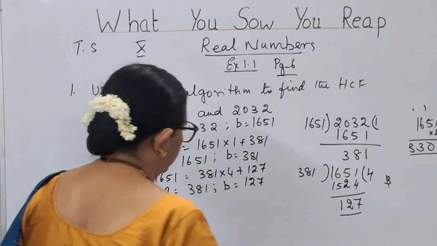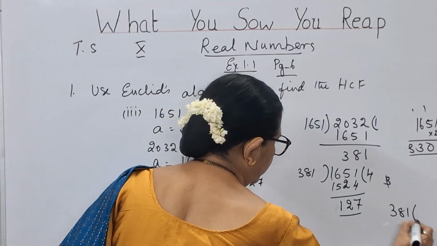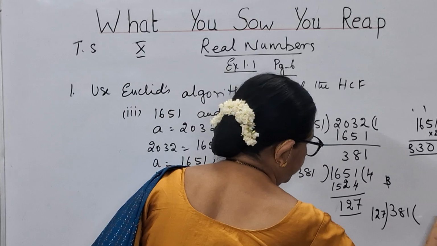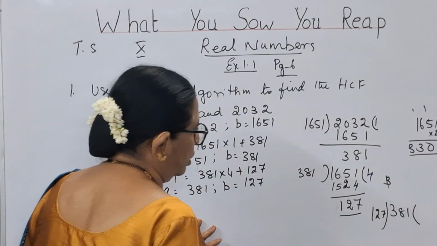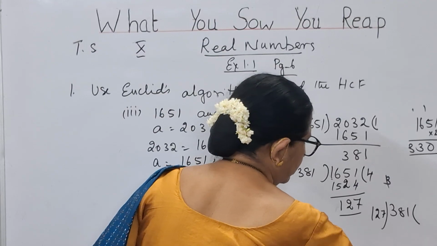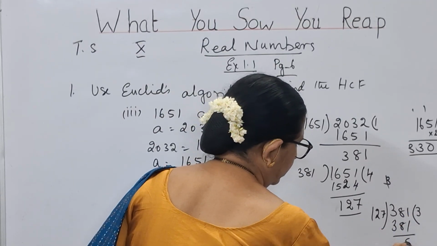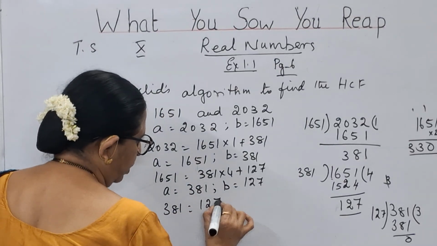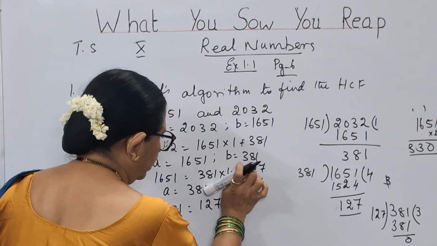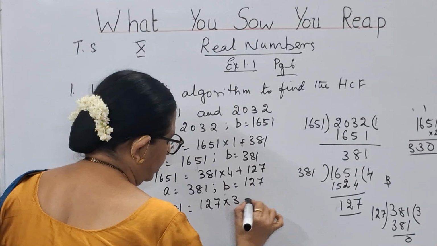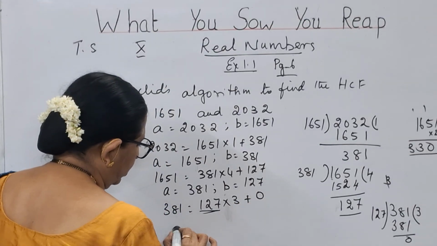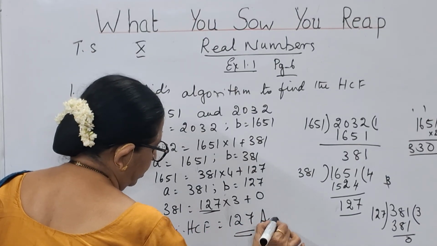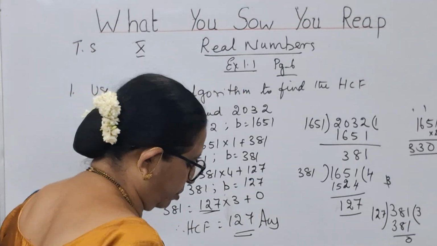So what you have to do, children? You take 381 and divide it by 127. So let us see 127 multiplied by 3. 3 sevens are 21, 3 twos are 6, plus 2 is 8, 3 ones are 3. So with 3 you are getting 381 and 0. So you will write that 381 is equal to 127 into 3 plus 0. So we got 0 with 127. So HCF is equal to 127. This is your answer. So please copy this, children.